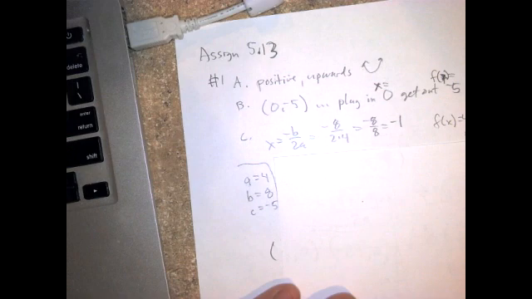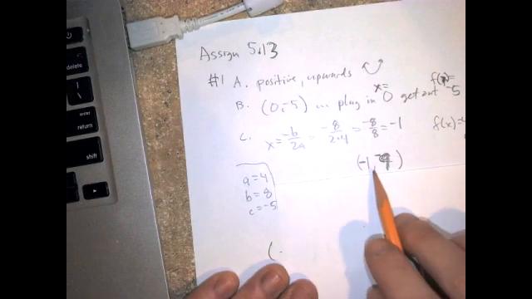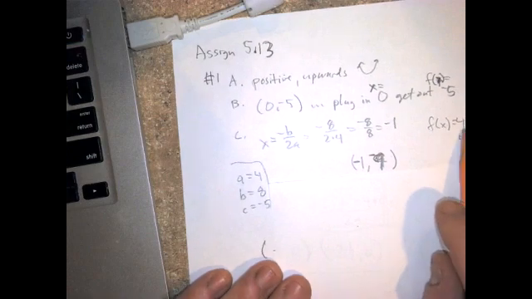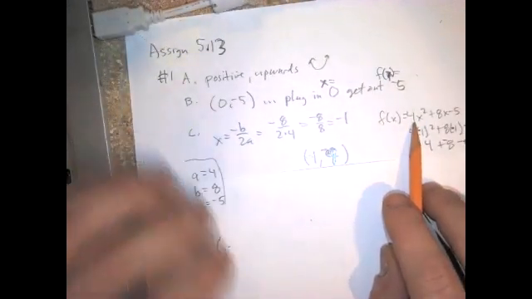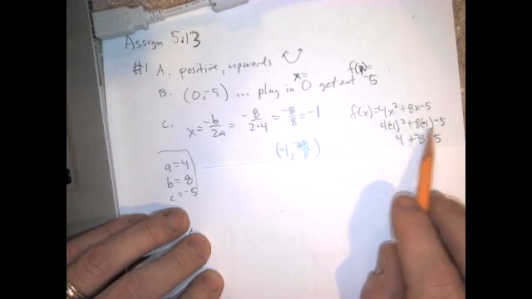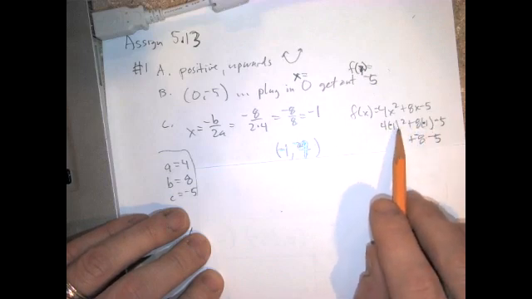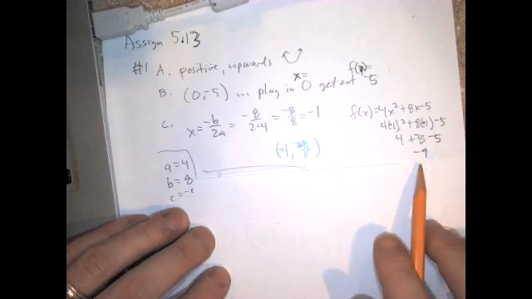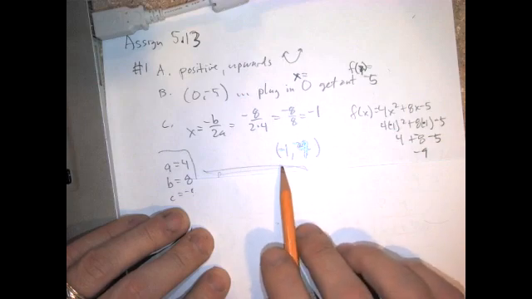That's the x value of your vertex. You got to still find the y value here. To get the y value, you plug in -1 for the x value in your function. So I plugged it in over here. Got 4, right? Negative squared is a positive. So I got 4 minus 8 minus 5 is -9. So that's how I got -1 comma -9 there.